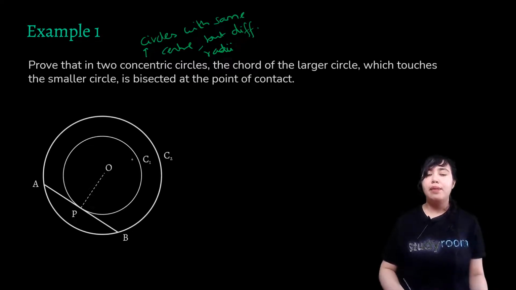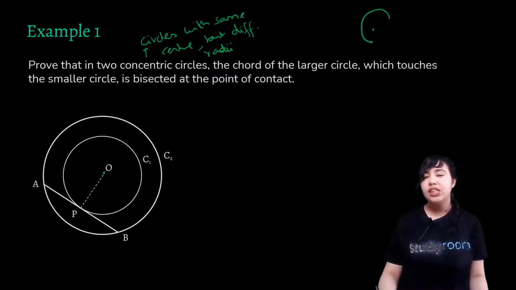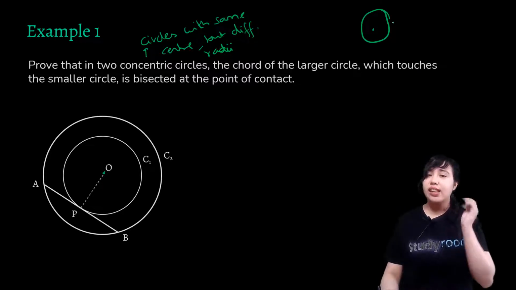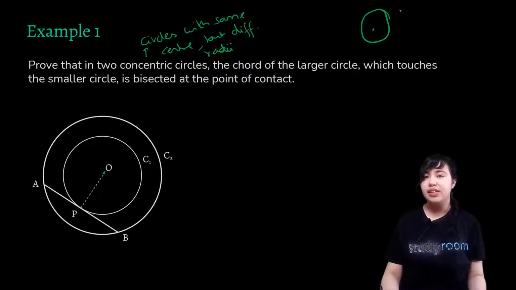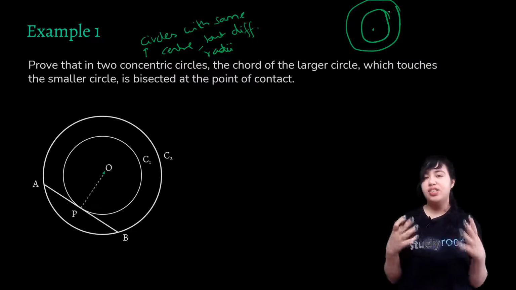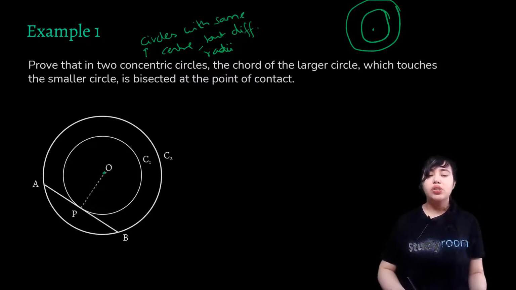So for example, here you take these two circles. Let's consider center O, a fixed point O. You make a circle, then you make another circle, but the radius will change, the center remains the same. So these two circles are what we call concentric circles. So this is the center O, this is circle C1, and this is circle C2 here.